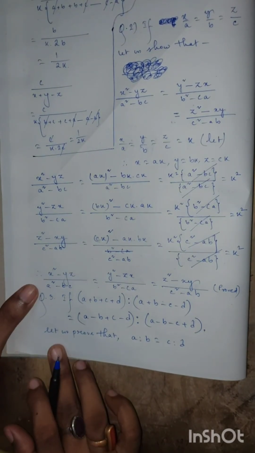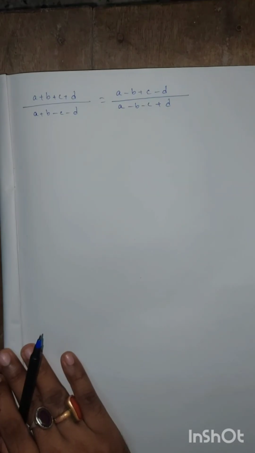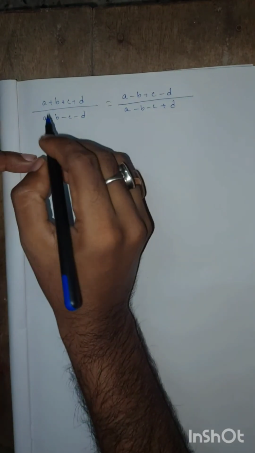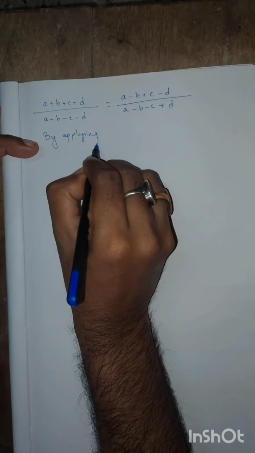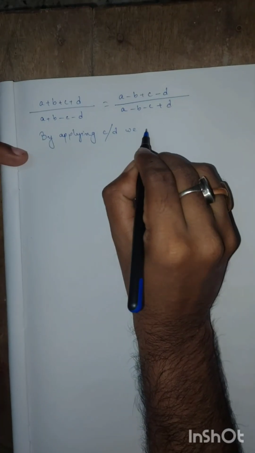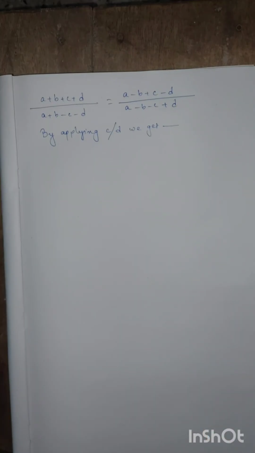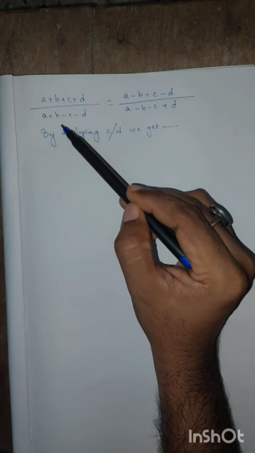Let us write the given information first. So this is given. Now we can apply componendo dividendo. By applying componendo dividendo we get, okay, componendo dividendo means numerator plus denominator by numerator minus denominator.